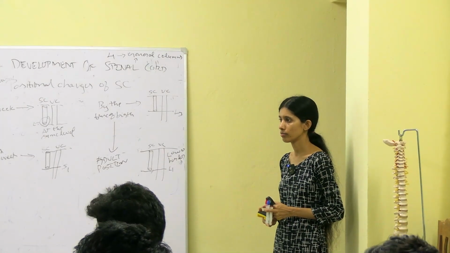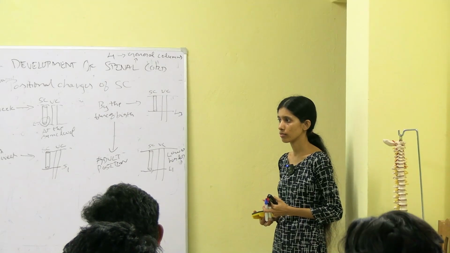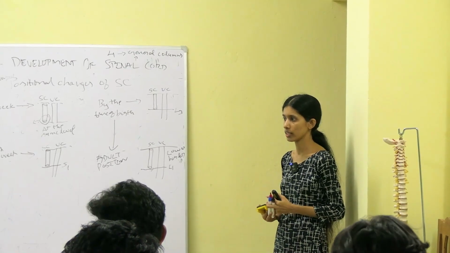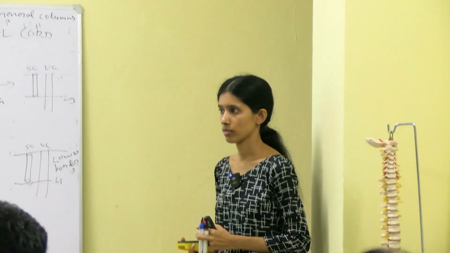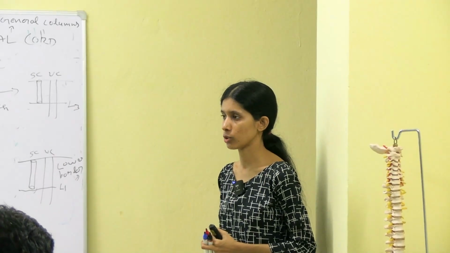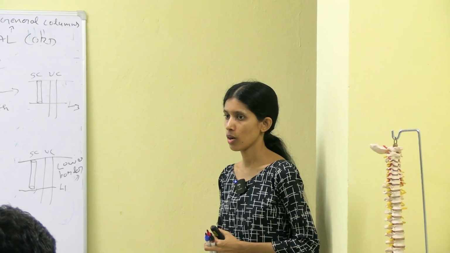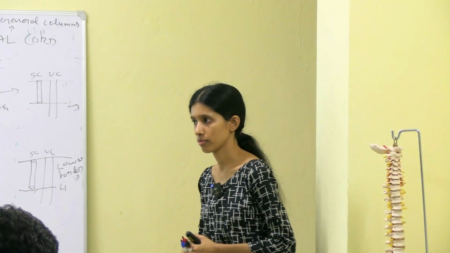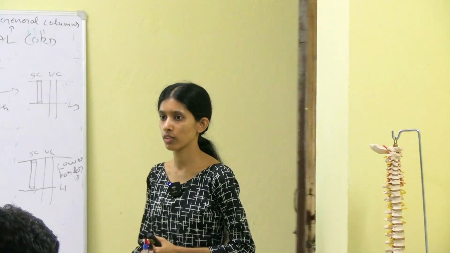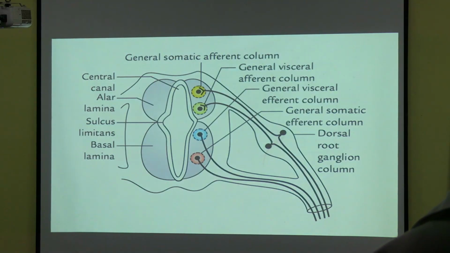Say it louder. Roots and signals. Okay, they are giving signals. They are giving signals to which part or what? What is the function of the columns? Everyone. She is telling it will give signals. Any other answers? Okay. Stop talking, others.